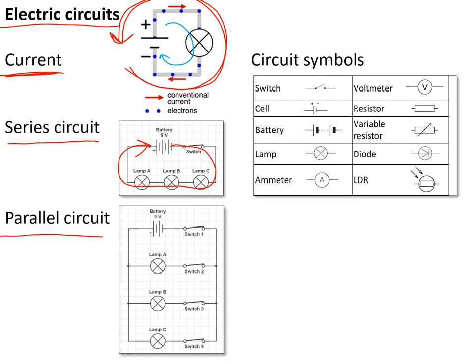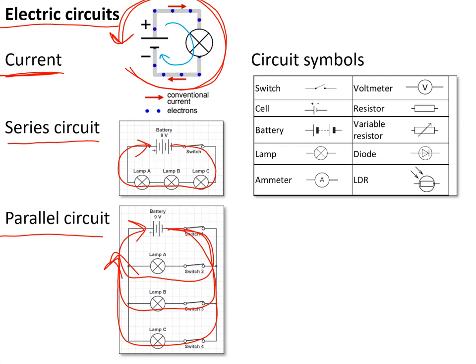In a parallel circuit, the electrons flow out of the negative and then go through the switch, and they can go by lamp A, or they could take a different path, go by lamp B, or they take a different path again and go by lamp C. So a parallel circuit is one with multiple paths, and that will be important when we talk about ideas of voltage and current and how they change in different types of circuit.